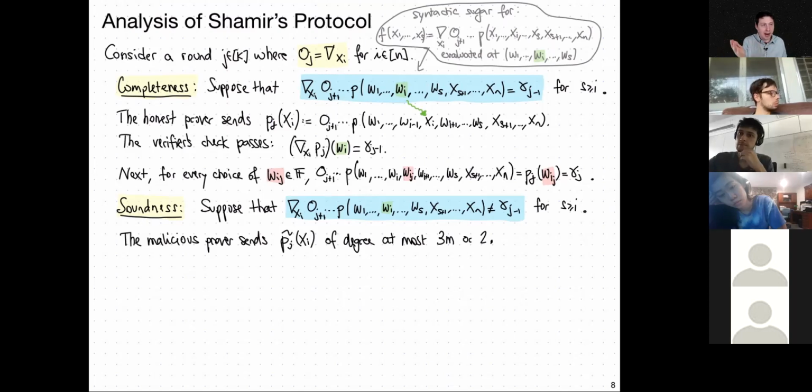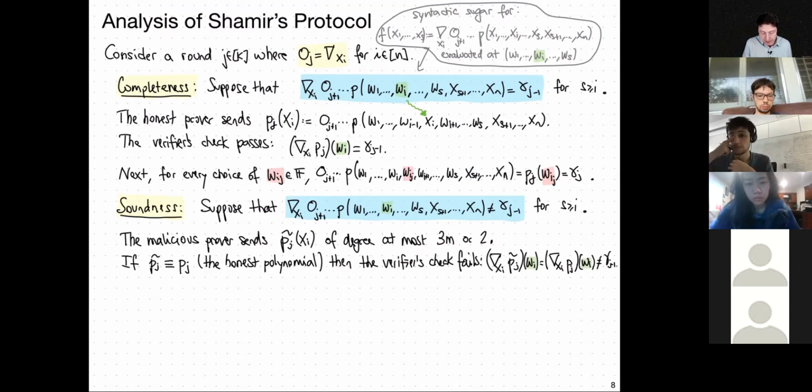Or we are somewhere halfway through, in which case we had something that had degree 1, it got doubled by some operator, and so we have degree 2. So in the innermost case, we have 3m, and anywhere else, we have 2. Of course, the verifier knows which case it is because these are fixed rounds where it appears.